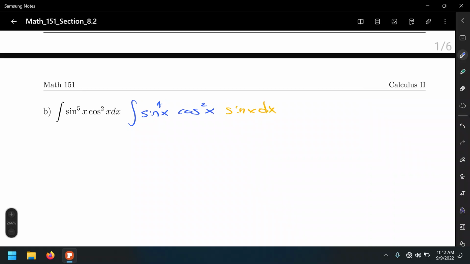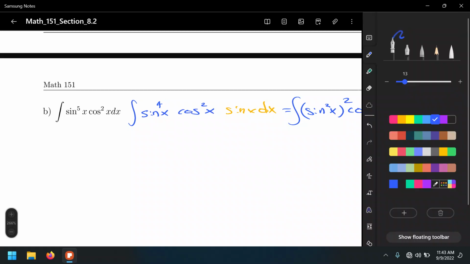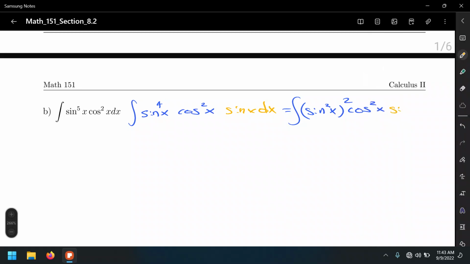Okay, well, in this case we have a sine to the 4th power, but our identity is for sine squared equals 1 minus cosine squared. In this case, we need to rewrite this first, because this sine to the 4th power is the same as saying, isn't it the same as sine squared quantity squared? Yes, all right. So times cosine squared x sine x dx. Okay, so this will be replaced with 1 minus cosine squared x, and that's the next step.